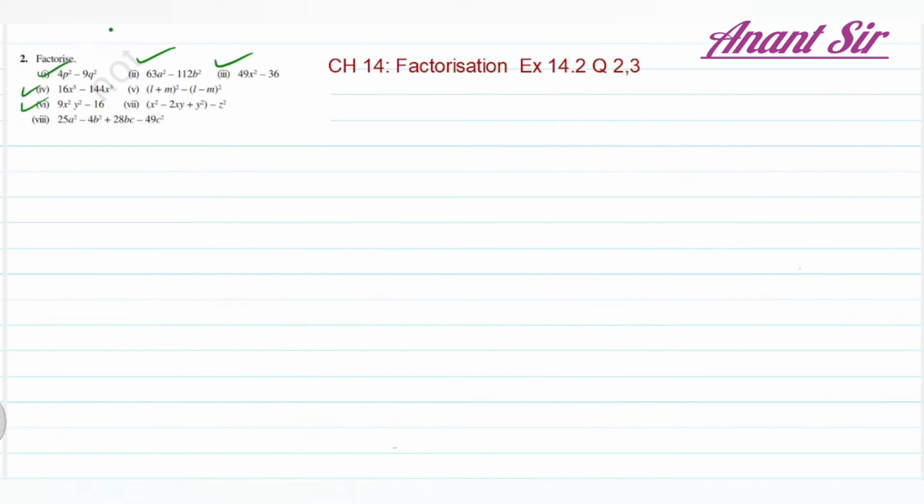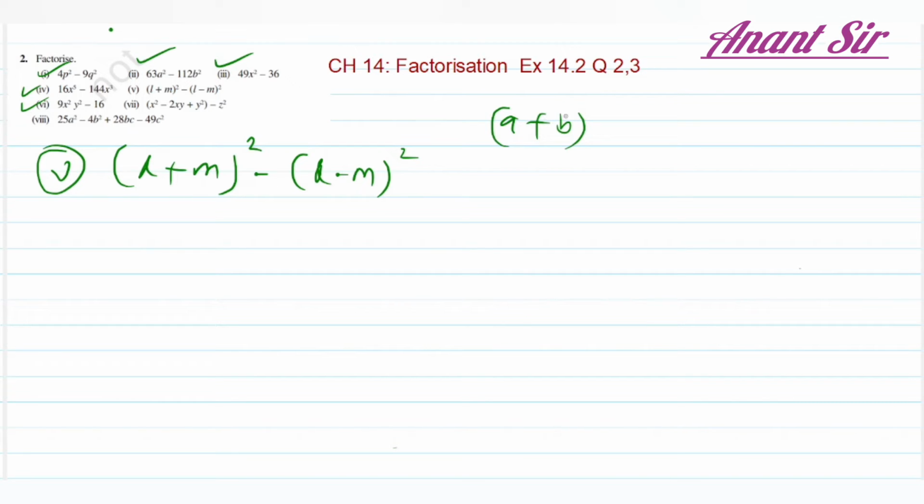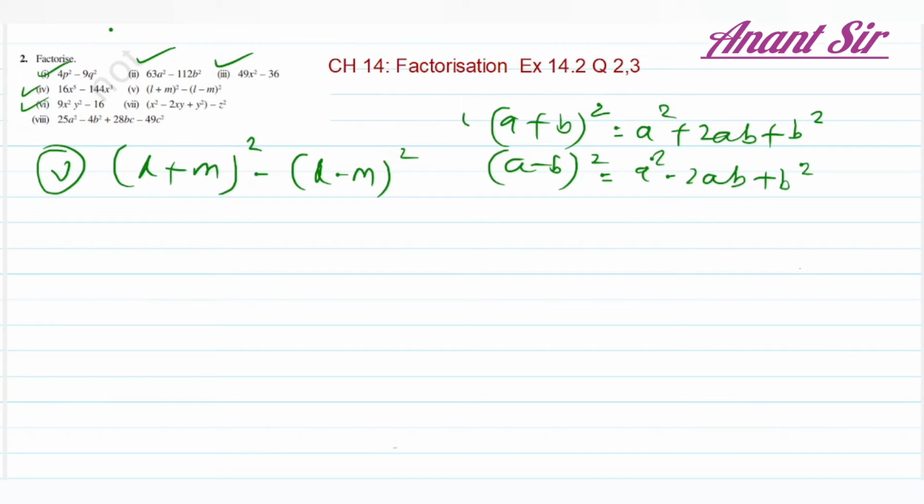So it is looking a little bit different, question 5. L plus m whole square minus L minus m whole square. We will solve this by 2 methods. In the second video of this chapter, we have used the formula a plus b whole square and a minus b whole square. So we can solve this question by using these two formulas also, a square minus 2ab plus b square for a minus b whole square.